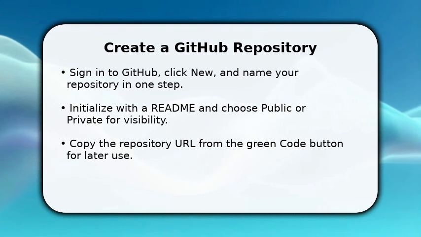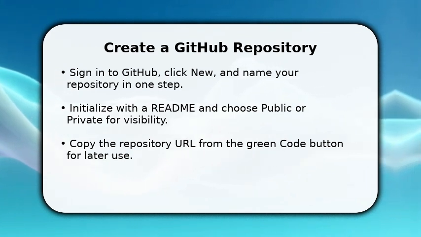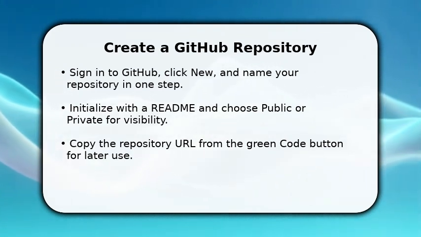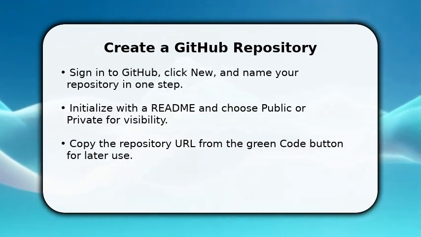Sign in to GitHub and click the New button to create a repository. Name the project and optionally add a short description. Choose public or private depending on your sharing needs. Check Initialize with a README to create the first file automatically.